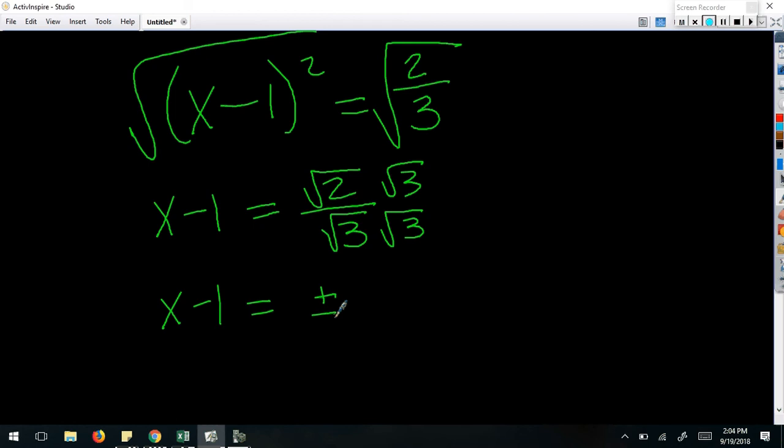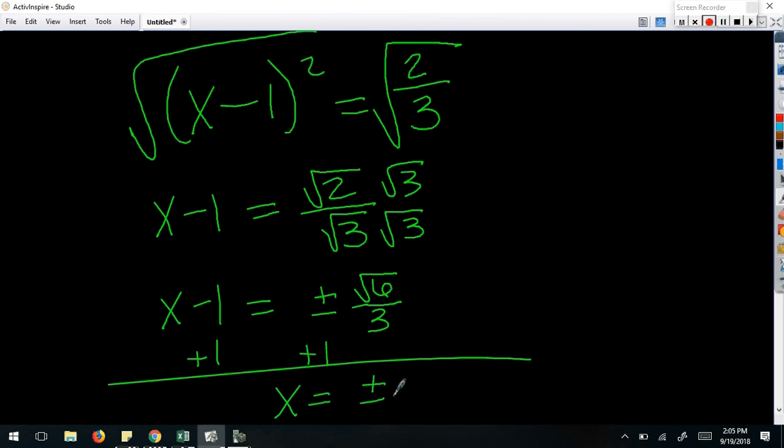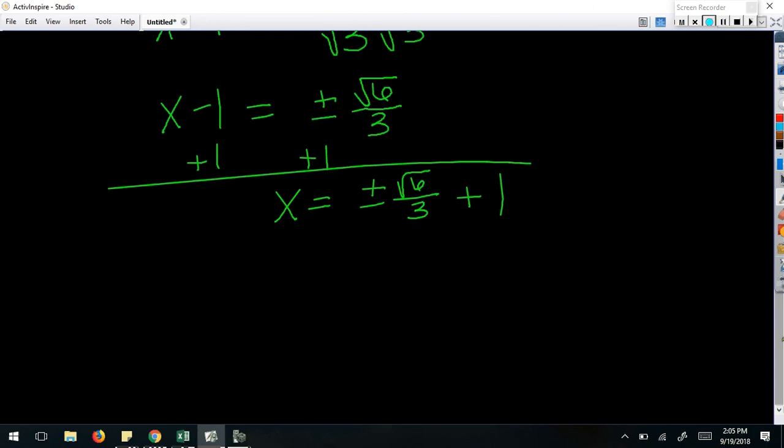This is my plus or minus, because this is my radical part. Up top, I have the square root of what? You can do this. Square root of 2 times square root of 3 is square root of 6. What happens to the bottom? Square root of 3 times square root of 3 is just 3. And you leave it. But I've got to move that 1. So it's just plus or minus square root of 6 over 3 plus 1. So you see how we have to use what we talked about yesterday to finish up what we're doing today. Does that make sense? We learned that yesterday to be able to do what we're doing today. All right.